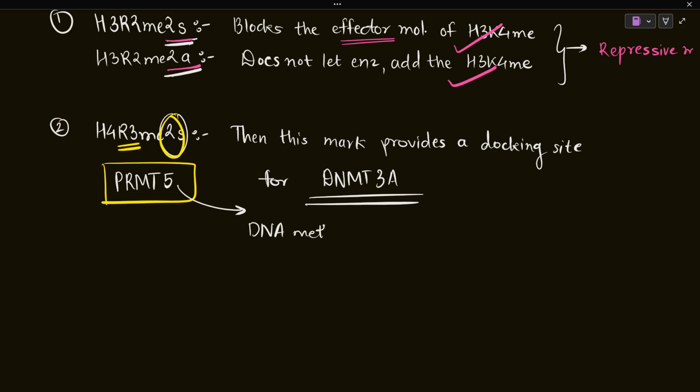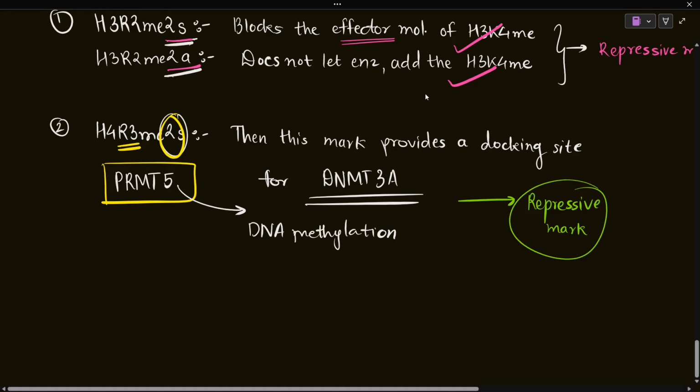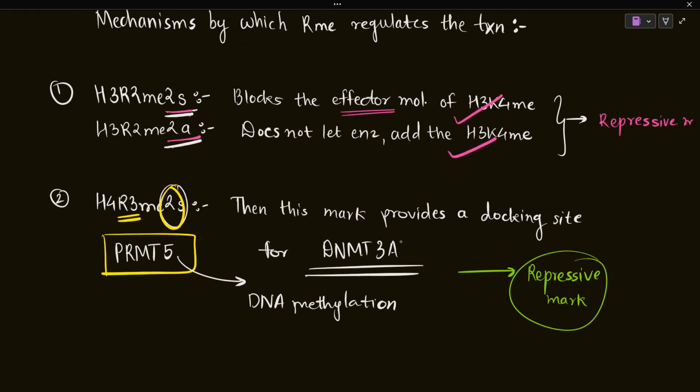Why? Because this mark provides a docking site for the de novo methyltransferase DNMT3A, and due to DNMT3A binding, the DNA will get methylated, and that is why we can say that this H4R3 is a repressive mark. So this is how methylation marks could be either repressive or active.